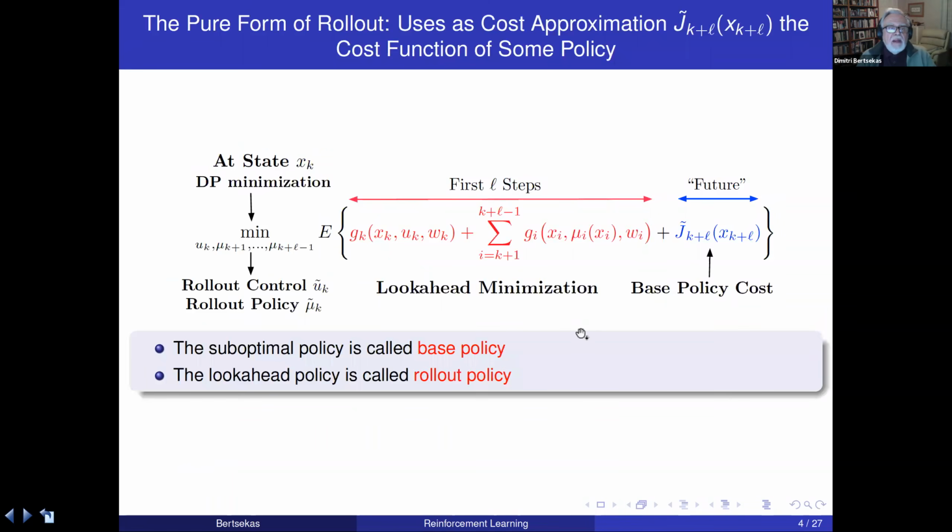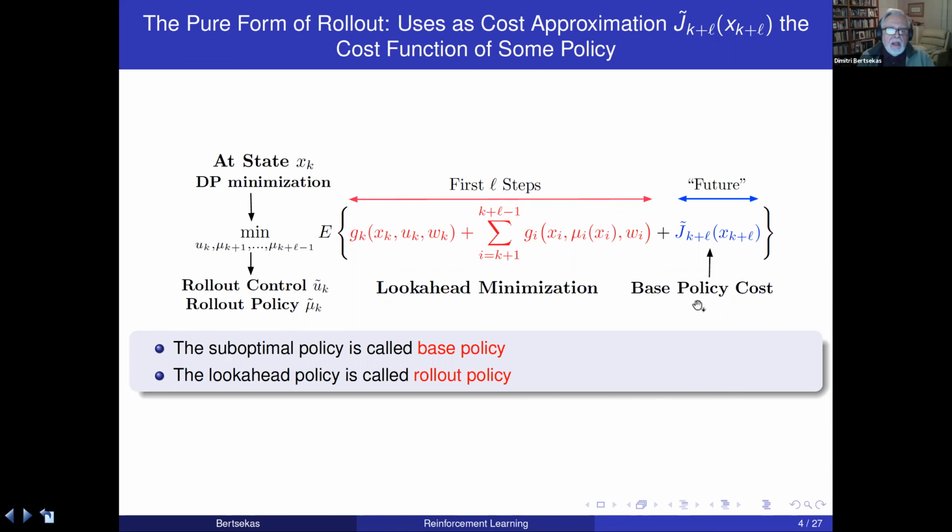So remember, rollout is a form of approximation in value space with one-step look ahead or multi-step look ahead in this equation here. You see L-step look ahead, and in this equation also the problem is stochastic, which is why you see the expectation. It's the expectation over all the random variables appearing here, all the W's. And the characteristic thing about rollout is that the cost function approximation is derived by running some policy, which we call base policy.